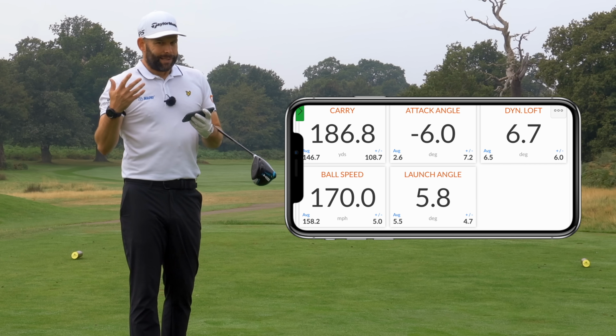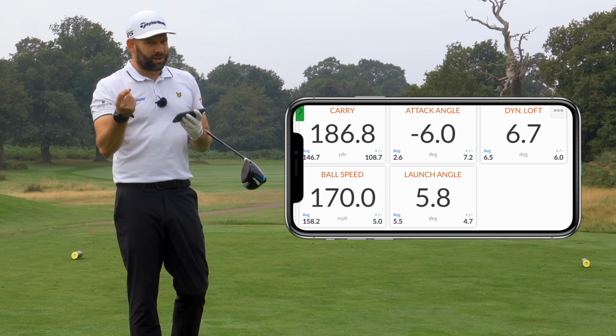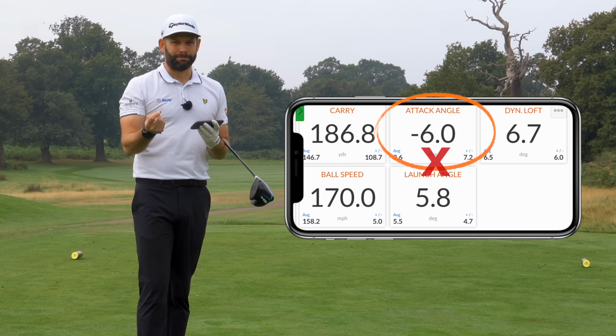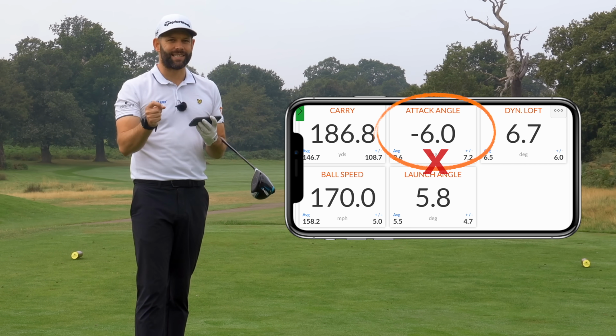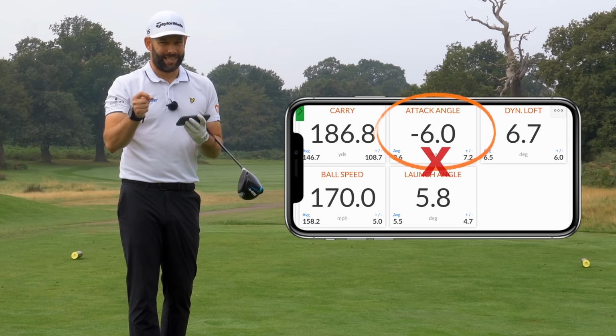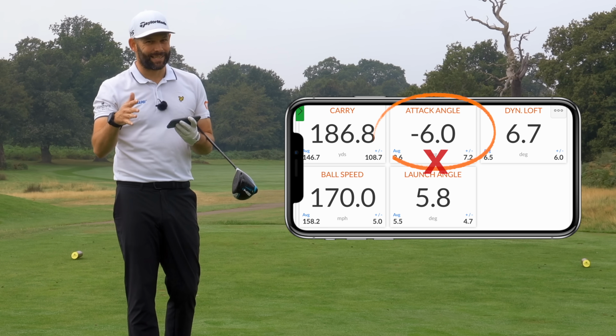So the one number, and hopefully you've pulled this out and you've recognized it, is the attack angle. The attack angle there is -6 degrees. That's not what we want. That's what I see a lot.